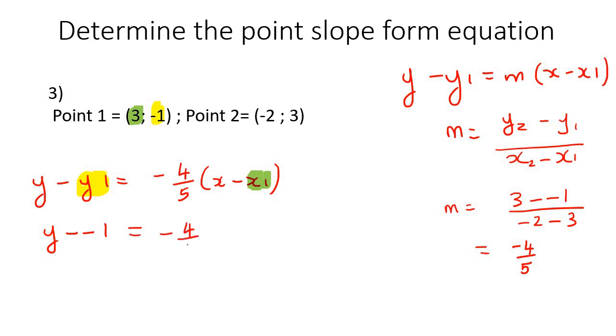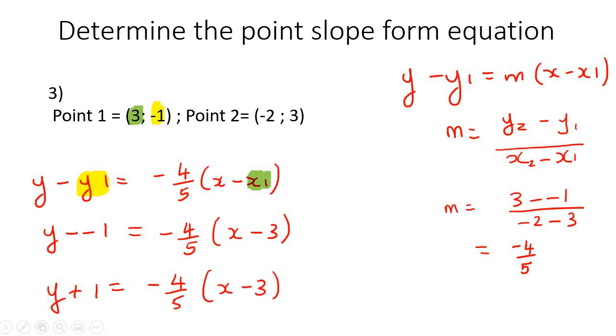And then negative 4 over 5 was our slope. And then x take away 3. So we'll now change this over here to a positive. So we end up with y plus 1 equals negative 4 over 5, and then in brackets, x take away 3.